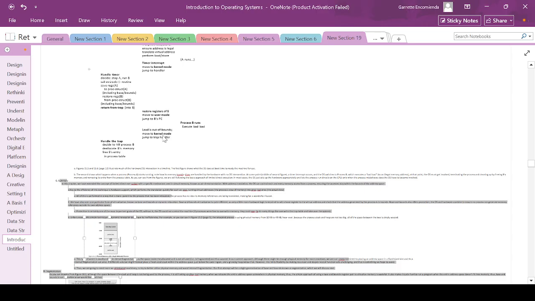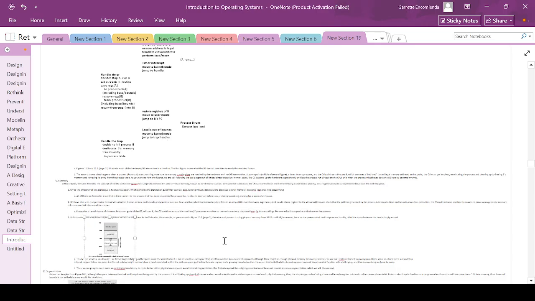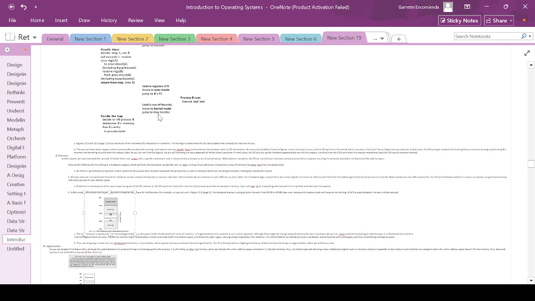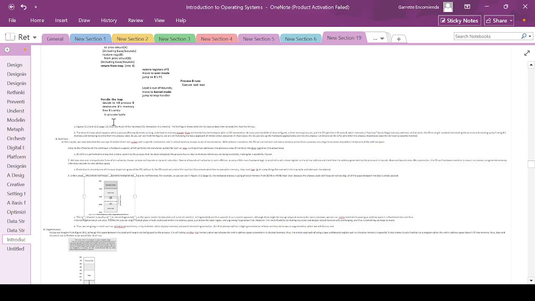So now we actually are able to detect the out of bounds access. If it's out of bounds, then the OS will handle that trap. It will kill the process and free the memory and its entry in the process table. So that's what that means.